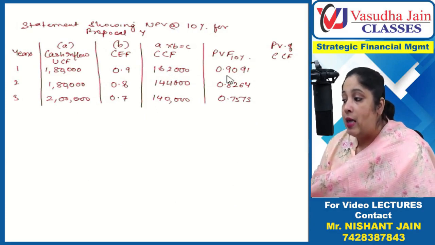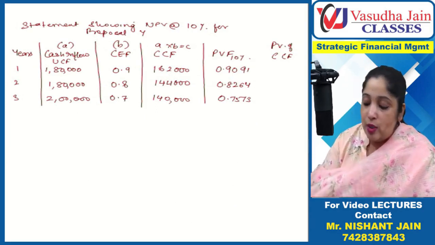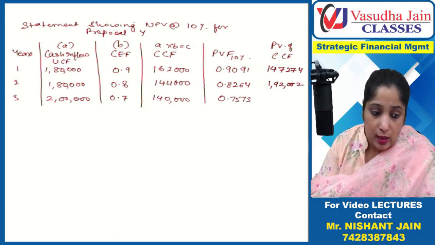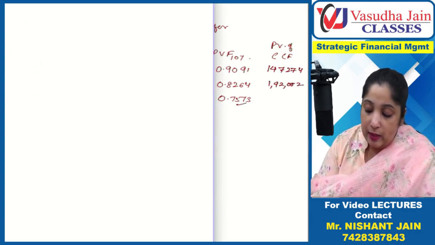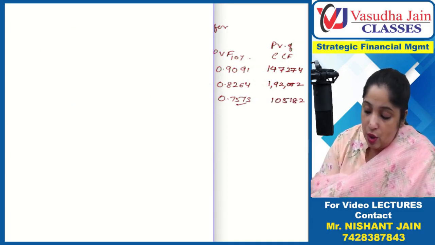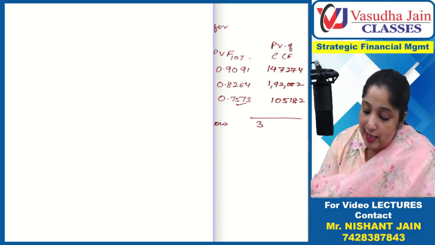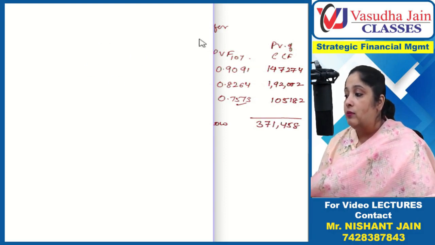So 1,62,000 discounted at the rate of 10%. How much is the present value? So it is 1,47,274, 1,92,000. Simple calculations. 1,40,000 multiplied with 0.7513 is coming out to be 1,05,182. So present value of certain cash inflows is coming out to be 3,71,458. What does this mean?